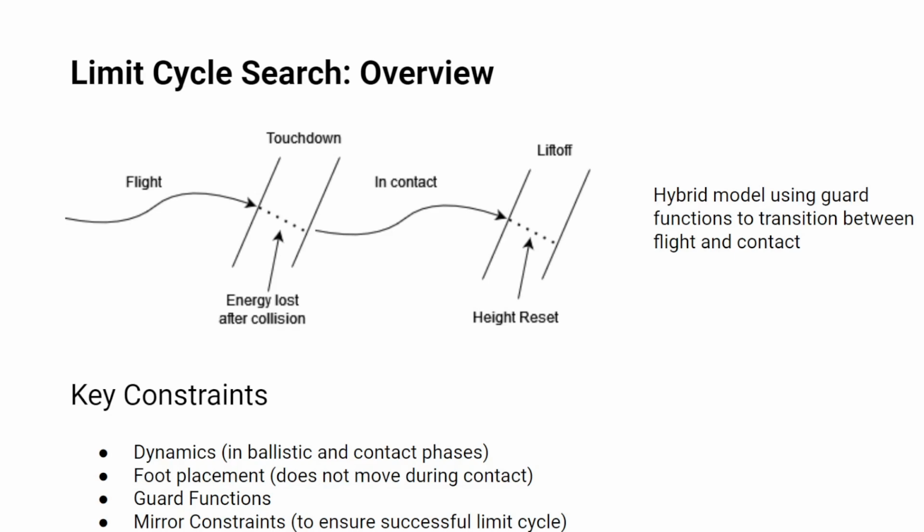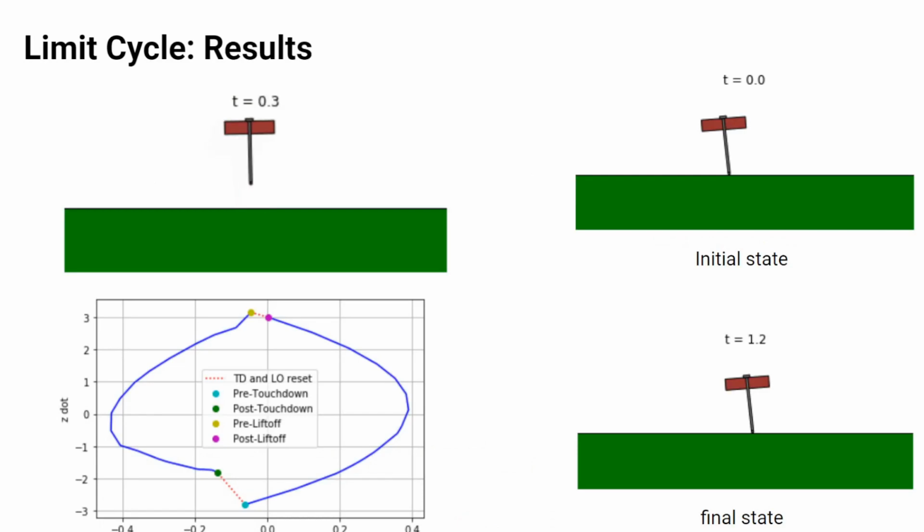So the constraints we implemented were dynamics during these modes, the guard functions for the reset maps, and also mirror constraints, which basically enforce that the initial states are equal to the final states, which is helpful when building the limit cycle.